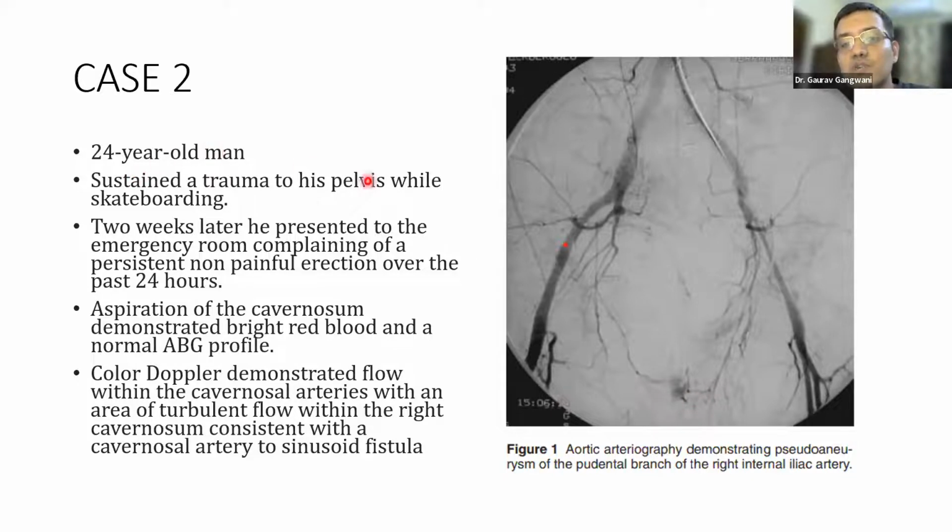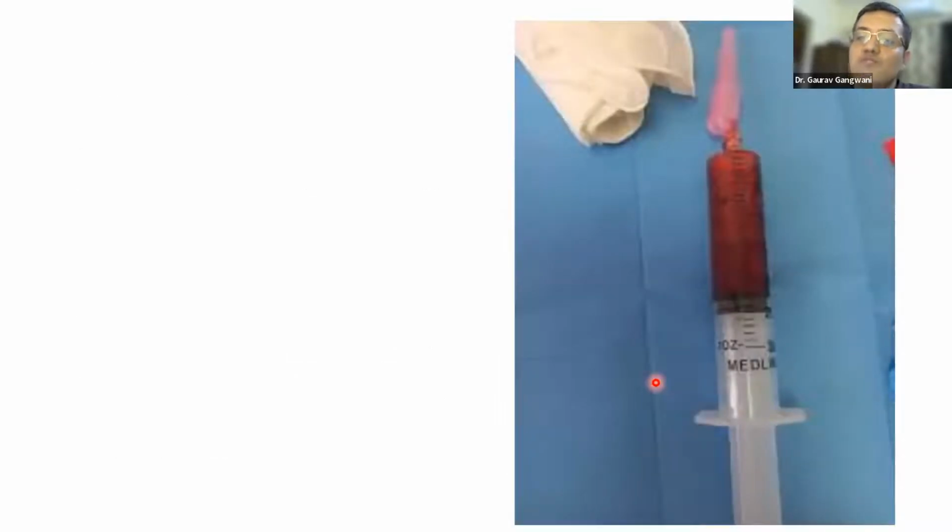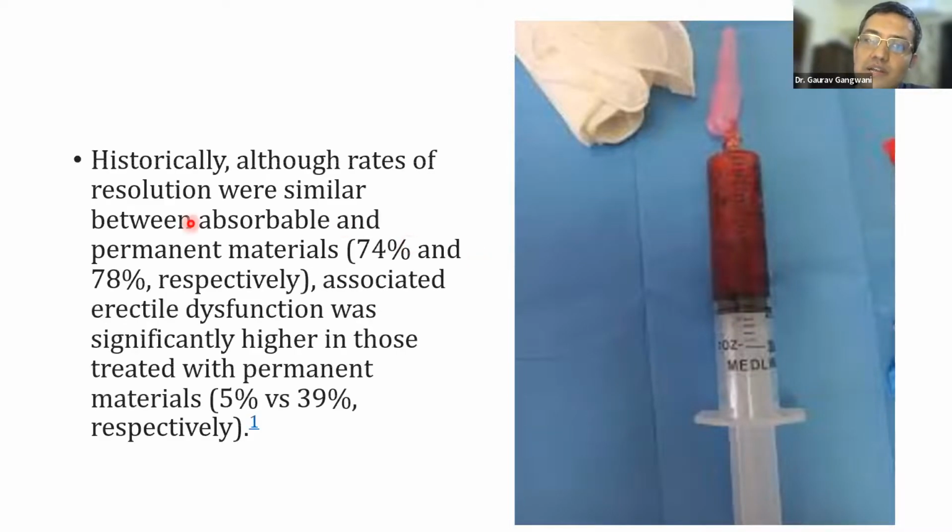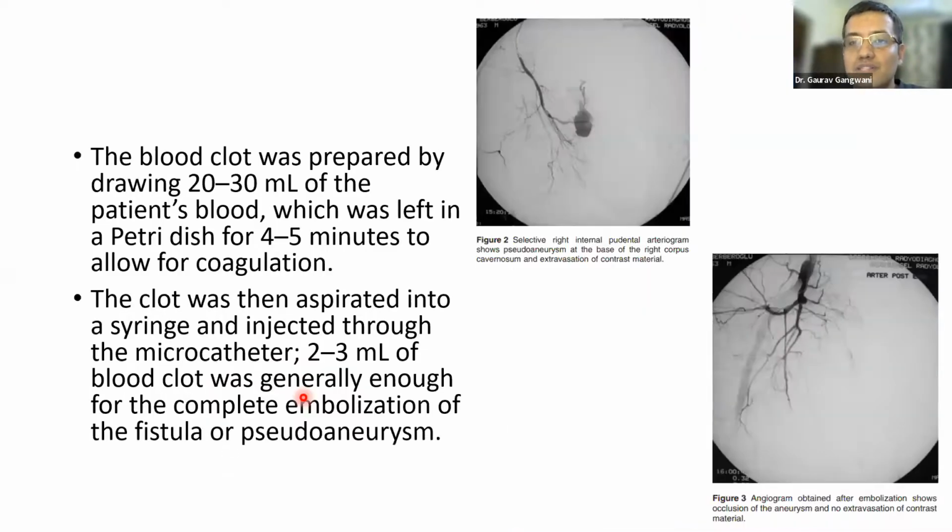But he is a 24-year-old, and embolizing the pudendal artery, even a unilateral one, with a permanent agent may cause erectile dysfunction, which we don't want. So autologous blood clot was chosen as the agent. There is some literature which says that the efficacy of absorbable autologous blood clot is as good as a permanent agent, 74 versus 78%, whereas the chance of erectile dysfunction is very low, 5% versus 39% with permanent agents. Of course, with the super selective nature of the procedure that we can do now, these numbers are going down even with permanent agents. But yes, this is a good option to be used in that instance.